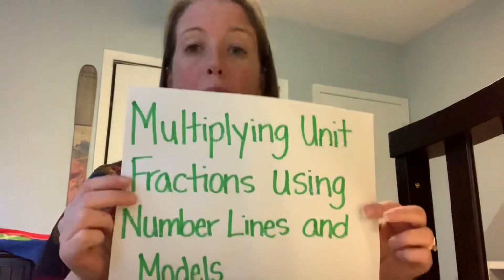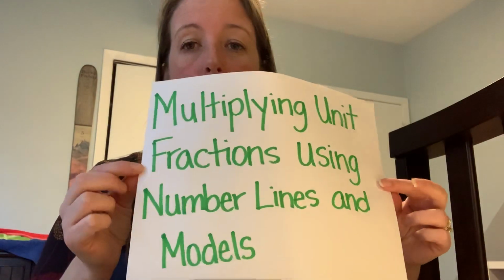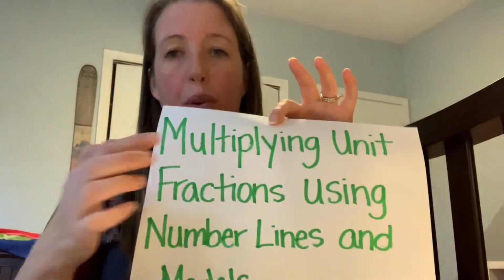So today we're going to look at multiplying unit fractions using number lines and models. And a quick reminder, a unit fraction is when you have a fraction that has a numerator of 1. So 1/2 is a unit fraction, 1/8 is a unit fraction, 1/10 is a unit fraction. Okay? So we're going to start by modeling these fractions on a number line, these multiplication sentences.